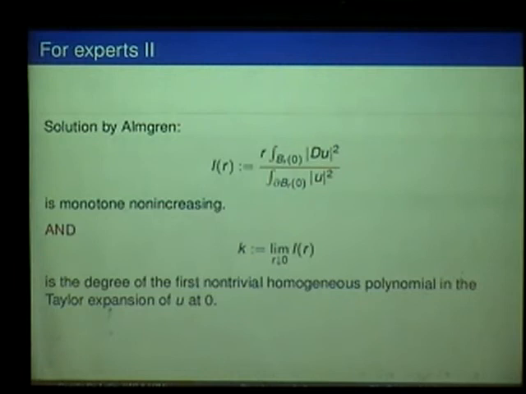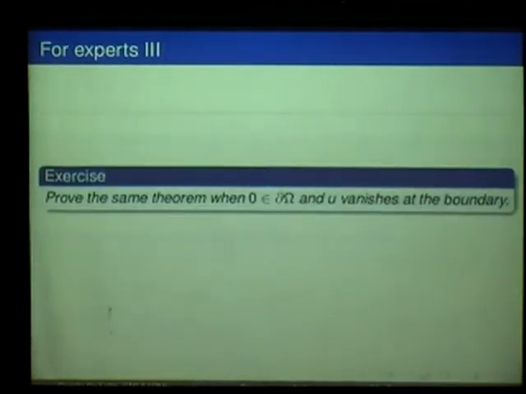Its limit for a harmonic function is the order of the first non-trivial harmonic polynomial in the Taylor expansion at 0. Now, since your function is monotone, this k is finite. So you've captured the order of vanishing of your function without making a Taylor expansion at the point, without using real analyticity. Okay, so now, what is the toy problem for the boundary regularity theorem?